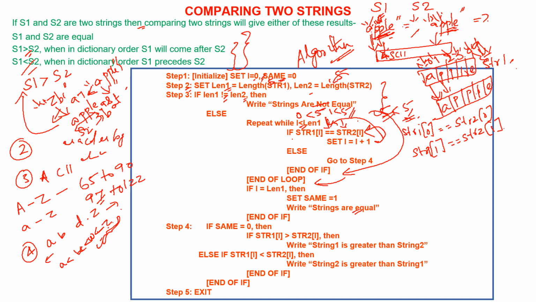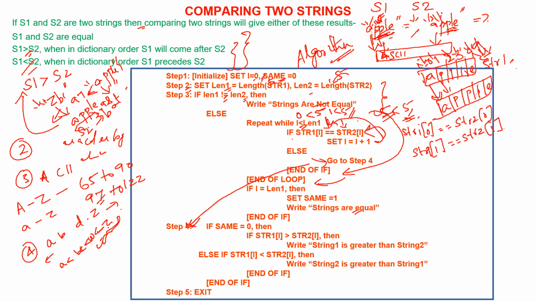So here itself, if string 1 of i is not equal to string 2 of i, else it will go to your step 4. Because what is your step 4? It is going to check the other two conditions, whether S1 is greater than S2 or S1 is less than S2. So here, let me finish off this first.